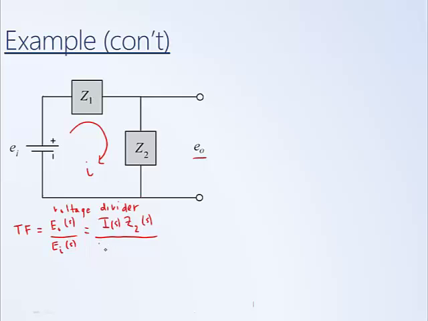Therefore, the voltage EI is equal to the impedances summed together, because that's how you combine impedances in series, multiplying the current, which is also I, which is the same as the current through the output. Looking at this, the current I of S cancel, and so our transfer function is equal to Z2 divided by Z1 plus Z2.